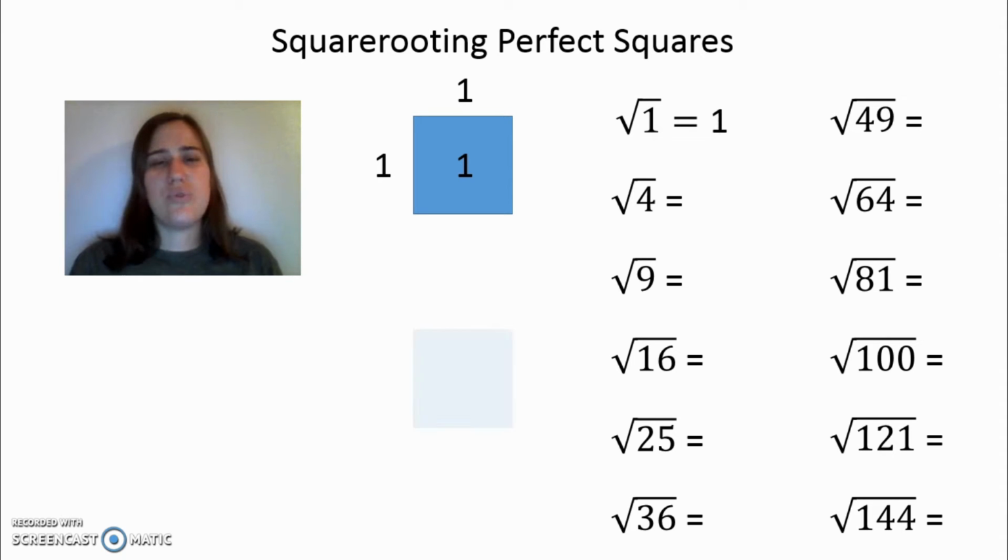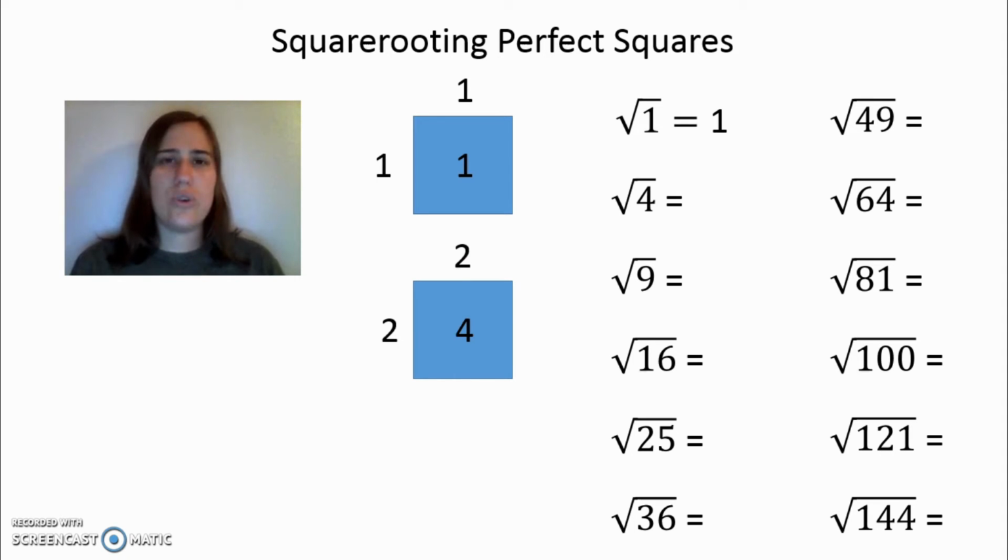Let's do the same with 4. So I have a perfect square with 4. What multiplies to equal 4 that could be the sides of our square? They have to be the same because it's a square. And 2 is the only thing that multiplies to equal 4 where the sides would be the same. So the square root of 4 is 2. If we do the same with 9, we get 3.